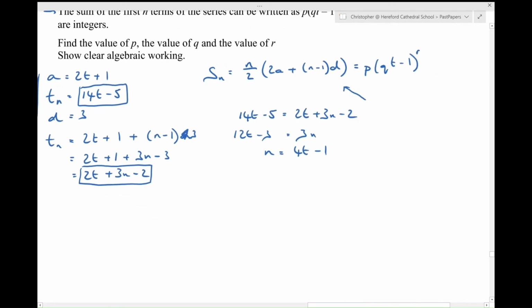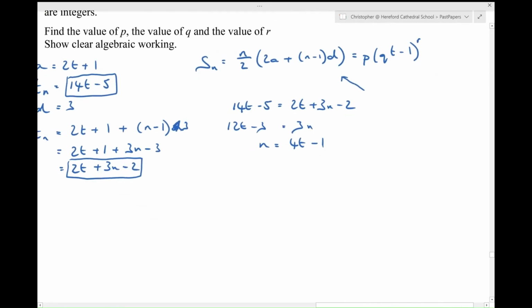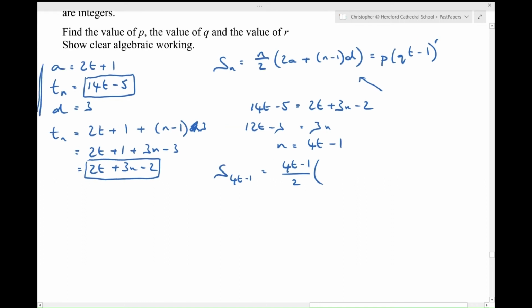Great. Right, so let's shove that value of n into my sum of the first n terms. So s of 4t minus 1 is going to be n, 4t minus 1, over 2, lots of twice a, well that's twice 2t plus 1.